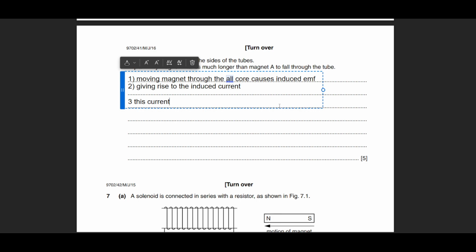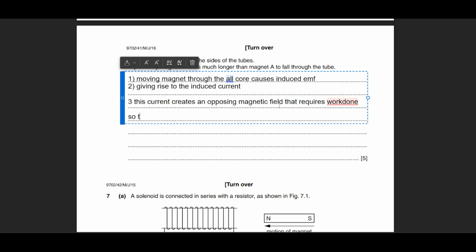This current creates an opposing magnetic field that requires work done so that the magnet can move along. Okay, so this will remove the energy.